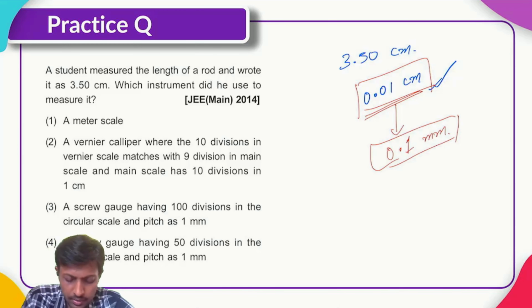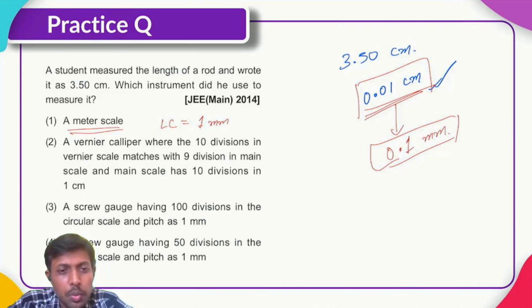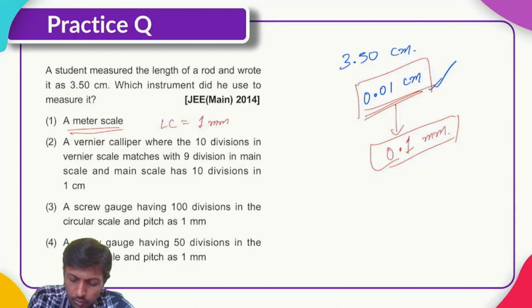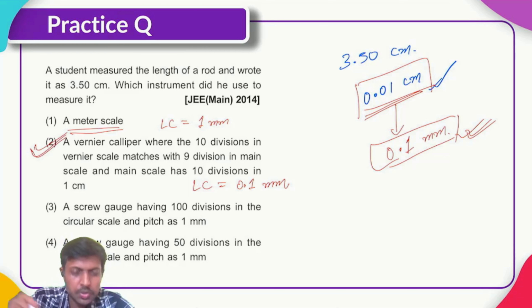Now a meter scale, the least count of that is 1 mm, not 0.1 mm. A vernier caliper where 10 divisions in the vernier scale matches 9 divisions in the main scale, the least count for this is 0.1 mm. So this would be the answer. Your answer would be option 2. We don't need to look at the other options.